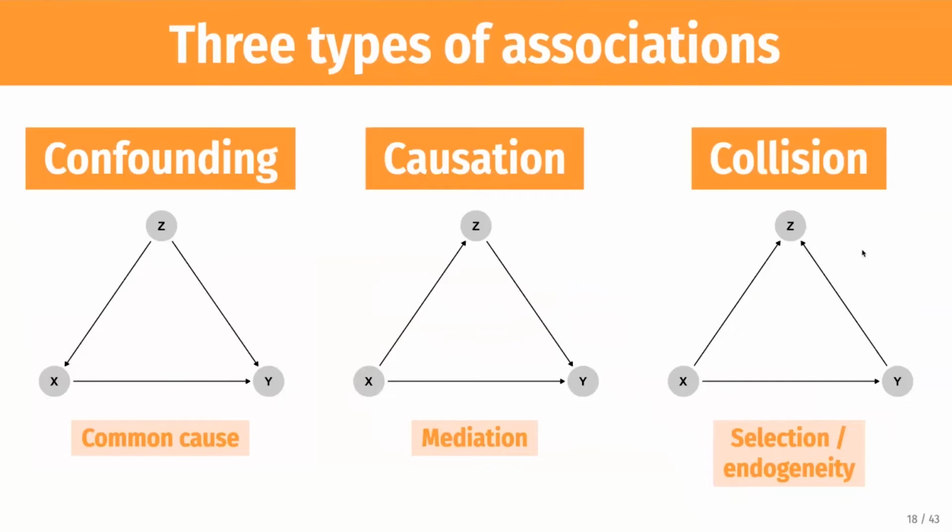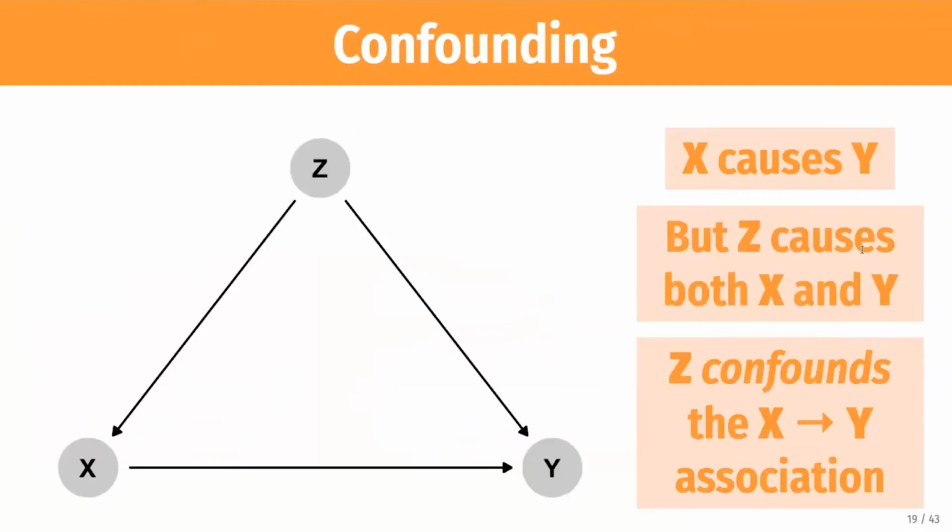So we'll talk about each of these three things here and what we can do using DAGs to isolate that X and Y relationship. So confounding here is this example where X causes Y, but Z also causes both of them. And so Z is confounding that relationship.